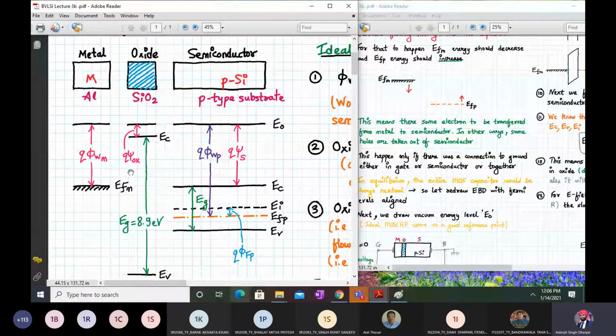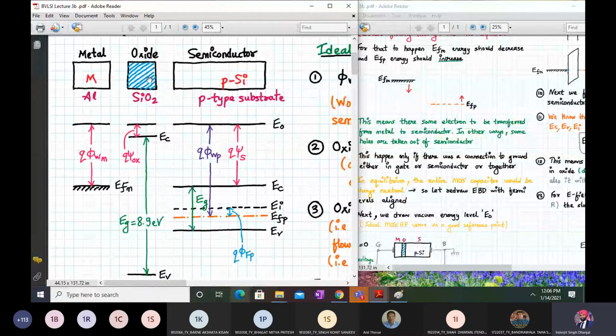Just listen. In case of an insulator, SiO2, the difference between EC and EV is very large, and the value for SiO2 is 8.9 electron volt. It's a very high energy band gap. Now, since metal and oxide are different materials, aluminum and SiO2, we wouldn't know where EFM is with respect to EC, the conduction band in the oxide layer.